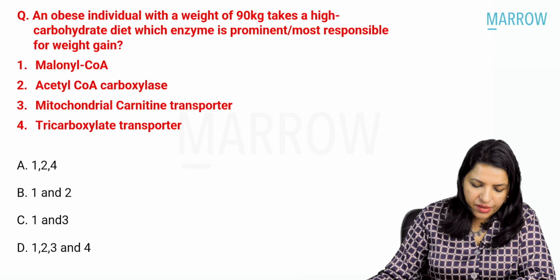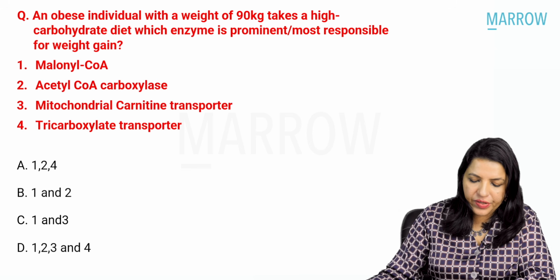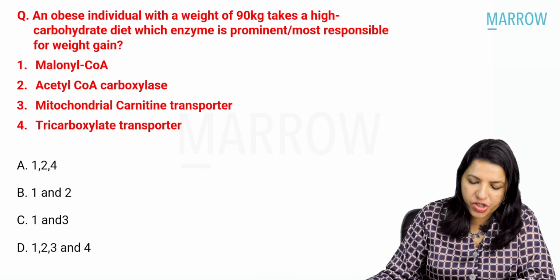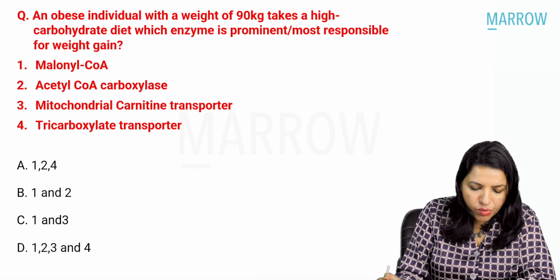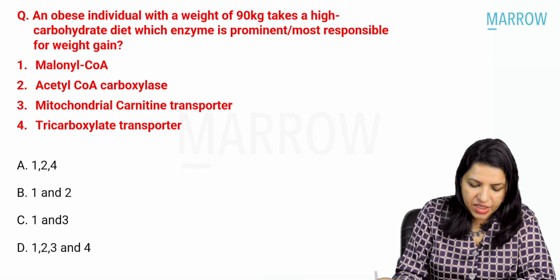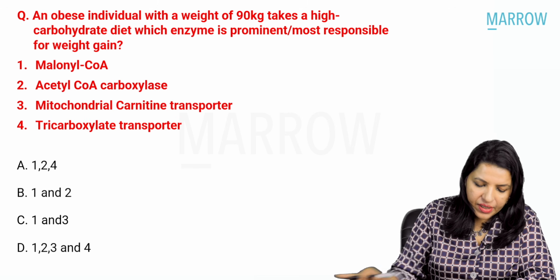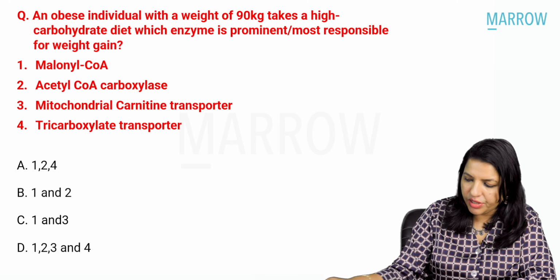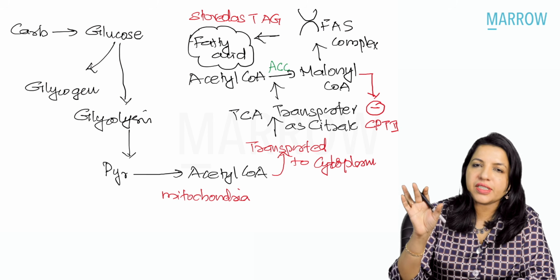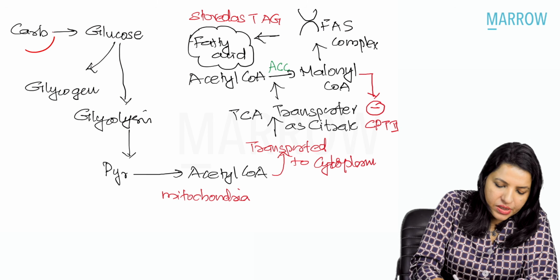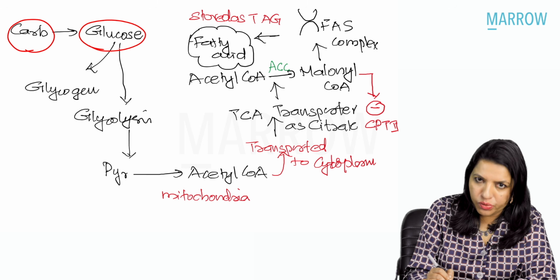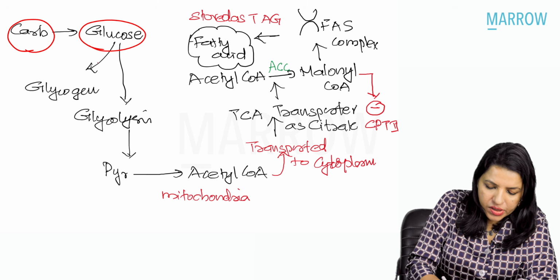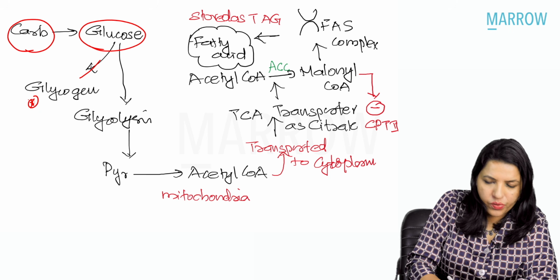Next question is: an obese individual with a weight of 90 kg on a high carbohydrate diet, which enzyme is most responsible for weight gain? We are given many enzymes. It's a multiple response question. So we'll see what happens if a person is on a high carb diet. High carb diet is definitely splitting into glucose. This glucose, some will be stored as glycogen.